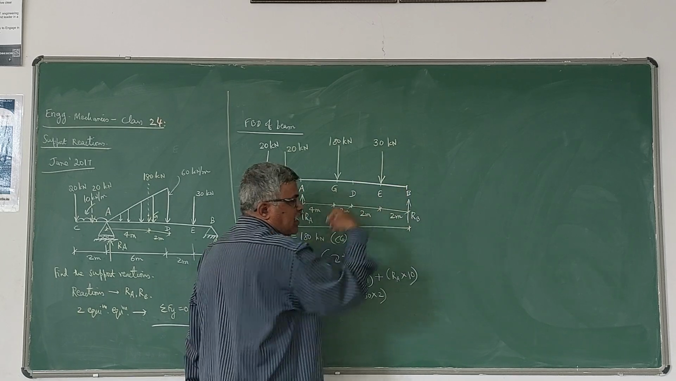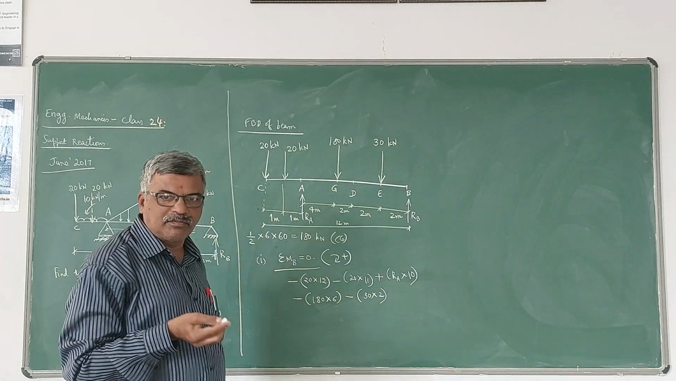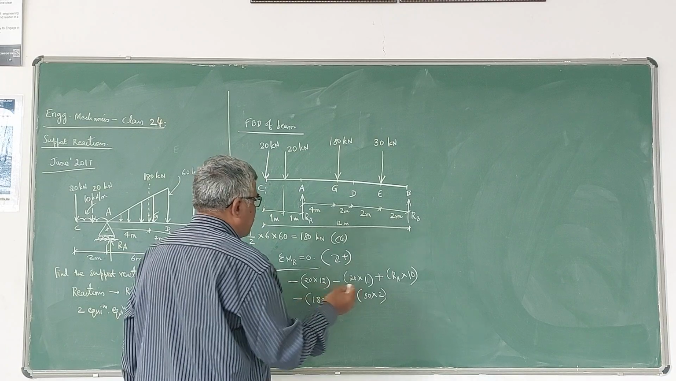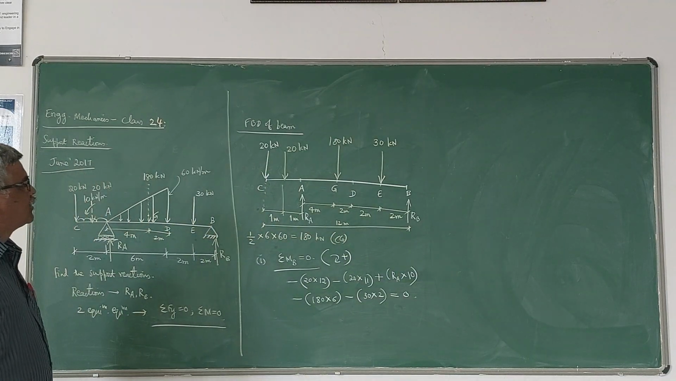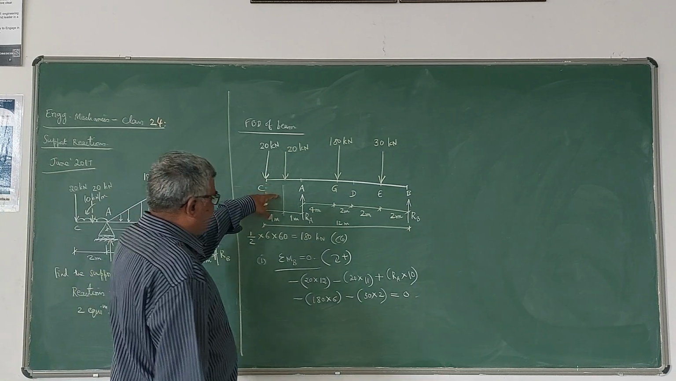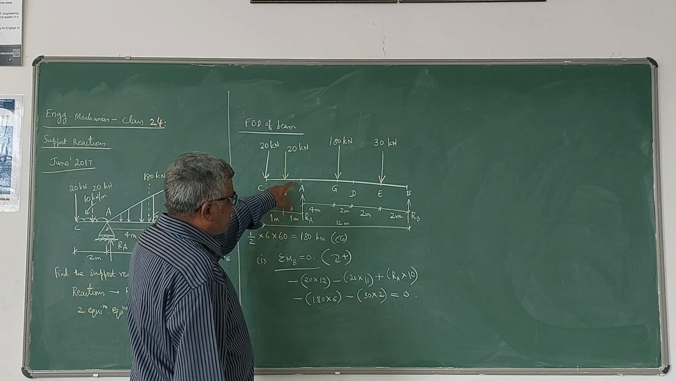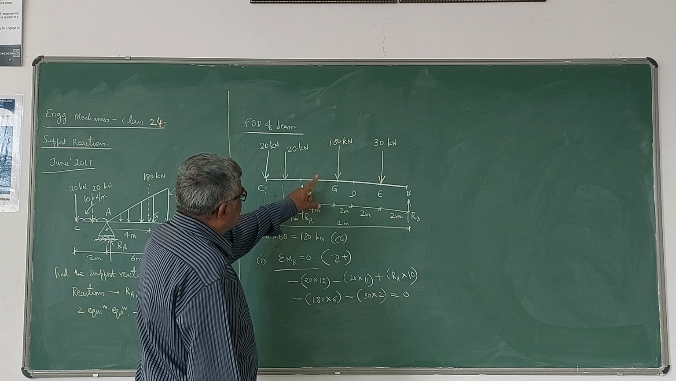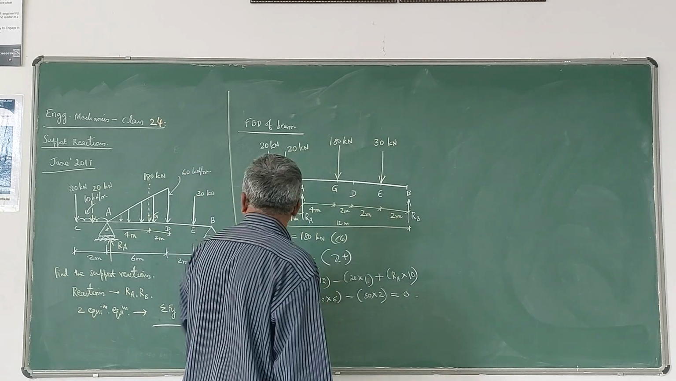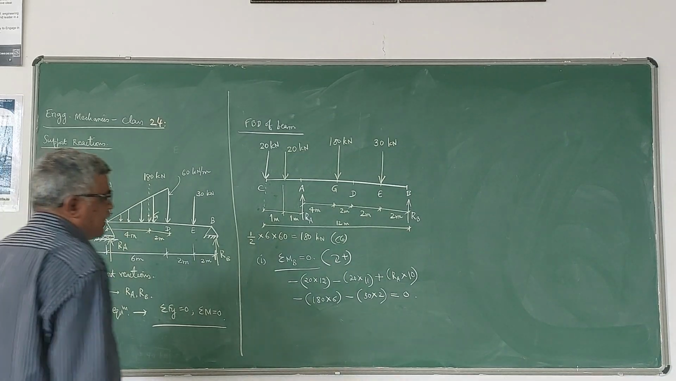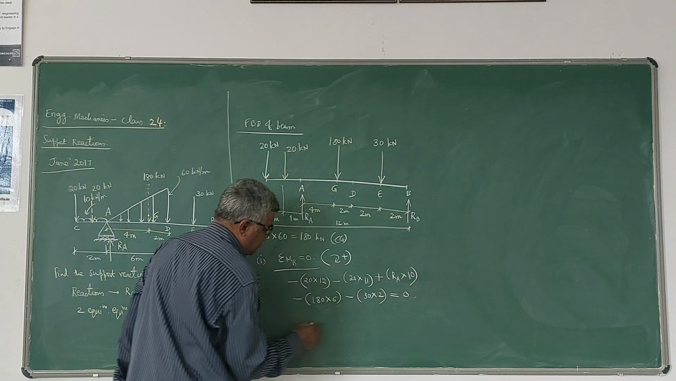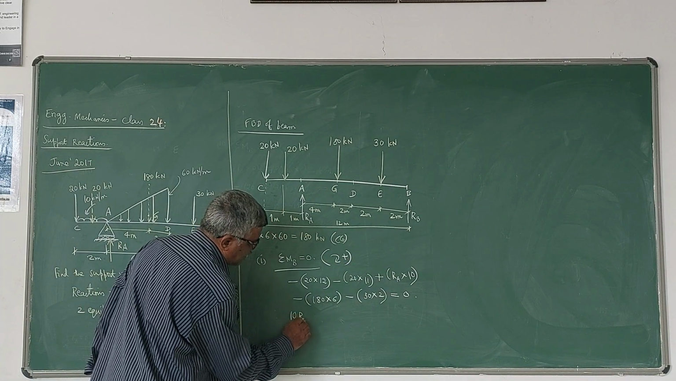This RB does not have any moment about B because the line of action passes through B. So this should be equal to 0. Now this is the moment equation: minus 20 into 12, minus 20 into 11, plus RA into 10, minus 180 into 6, minus 30 into 2. So this equation should be written correctly. See, here only one unknown is there. RA is the only unknown, so you can solve for that RA.